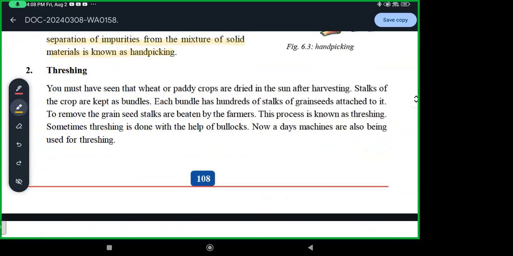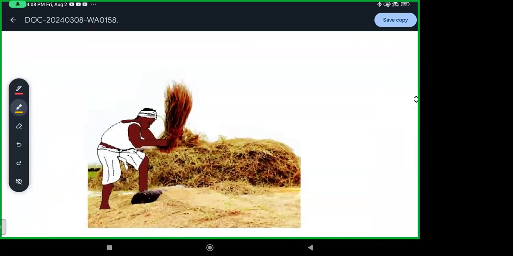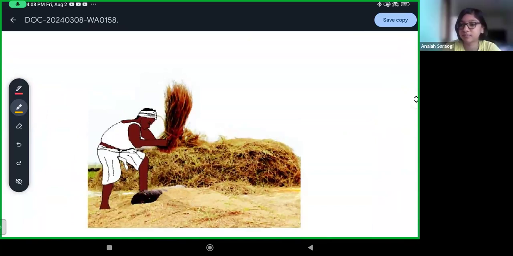Sometimes threshing is done with the help of bullocks. Nowadays, machines are also being used for threshing. Okay, you must have seen in some videos in the village areas, they take the bundles of the crops and they beat it on the land to separate it.